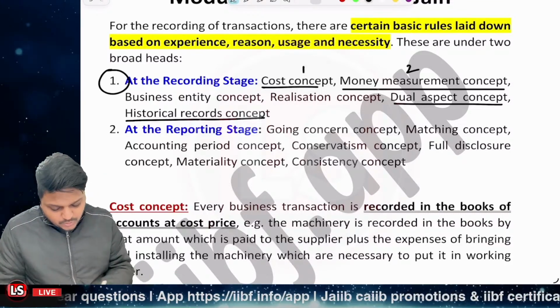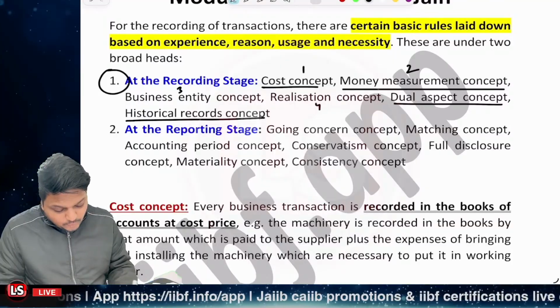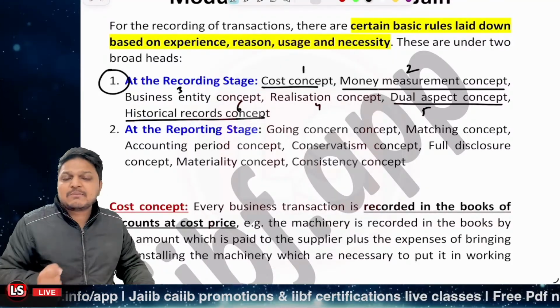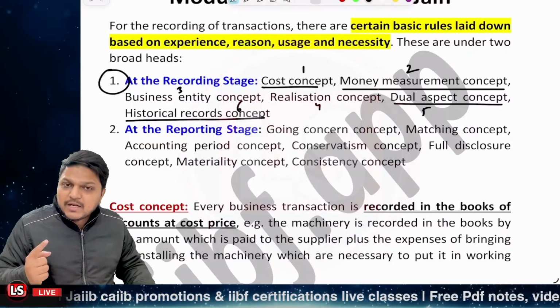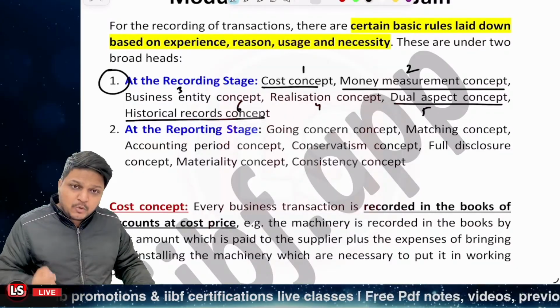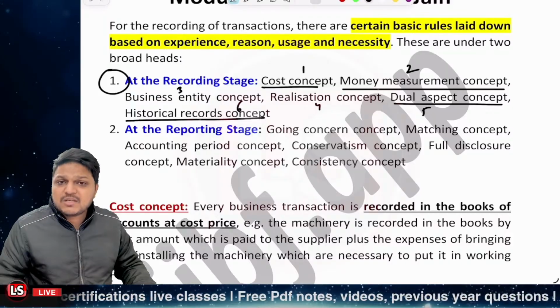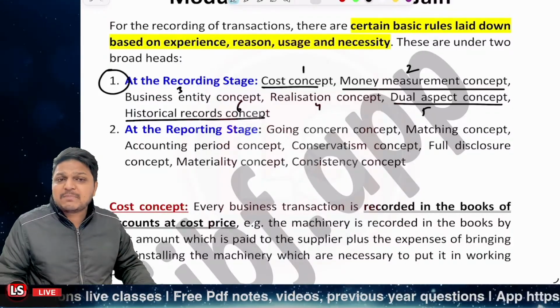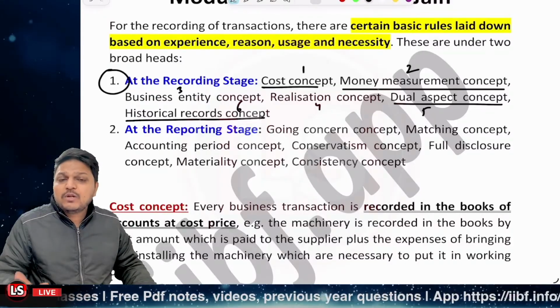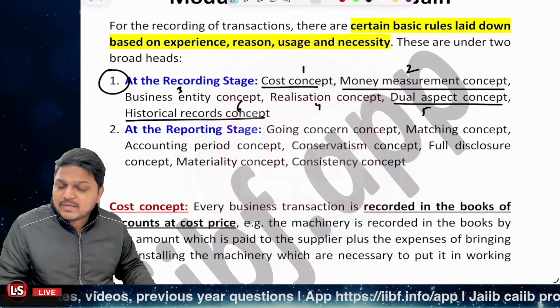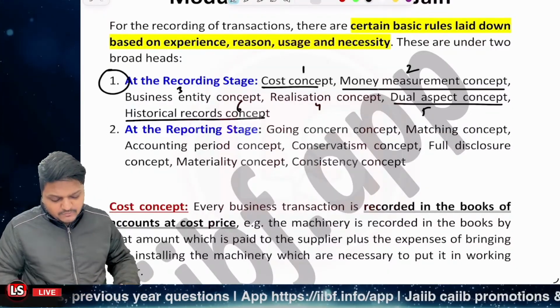So there are six concepts available at the recording stage. At the reporting stage we have the going concern concept, matching concept, accounting period concept, conservatism concept, full disclosure concept, materiality concept, and consistency concept. We will be learning them all one by one.